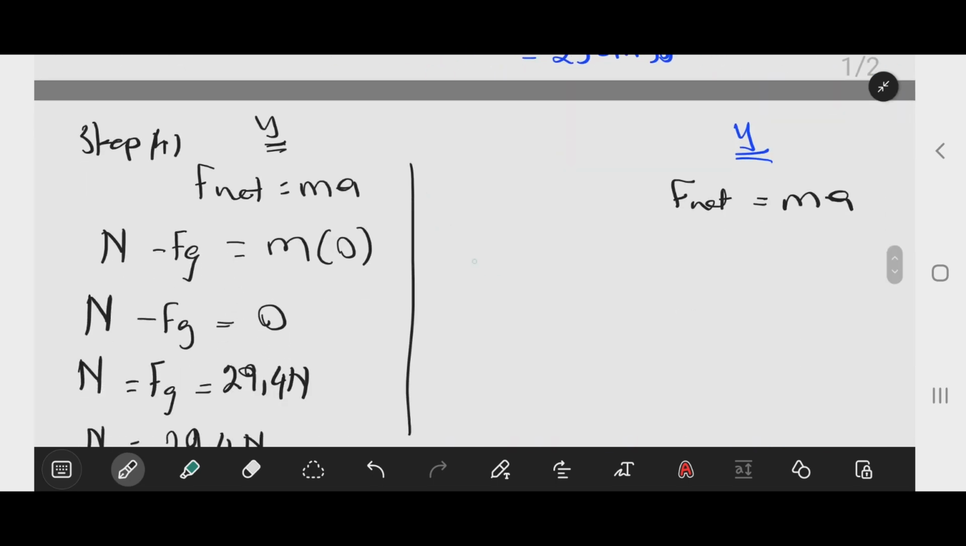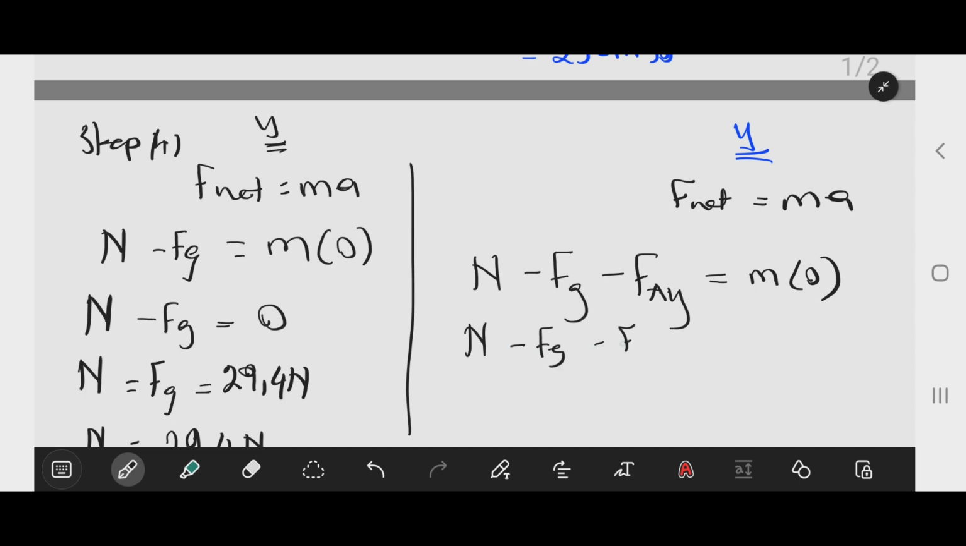So we have the normal force, which is positive. We have Fg, which is negative, and we also have the component of the applied force, which is negative. That is equal to the mass of the object and the acceleration of that object in the y direction, which is equal to 0. So you have your normal force minus Fg minus Fay equals 0.